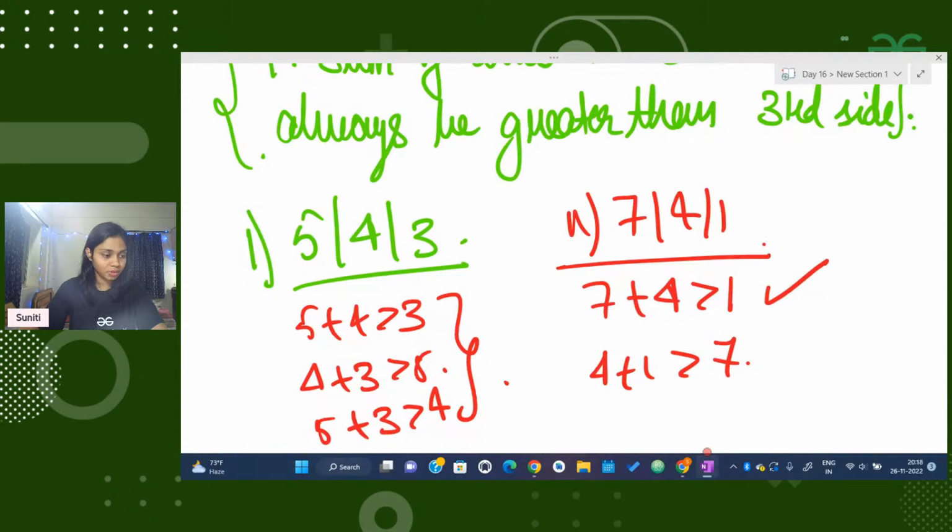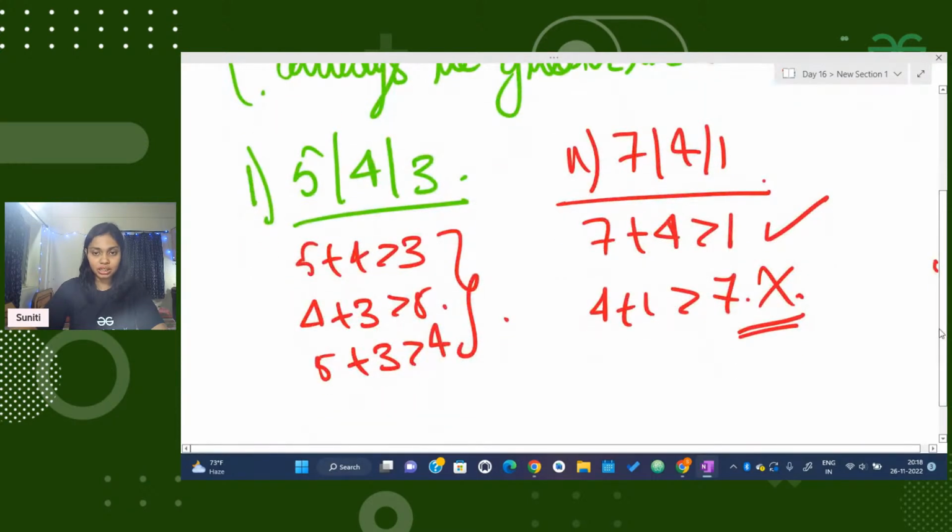I will just write down the code and then we will see where we are lacking. So 4 plus 1 is greater than 7. This is not correct, right? So that's why these sticks can't be used to make a triangle. Now let us see how we can code it.